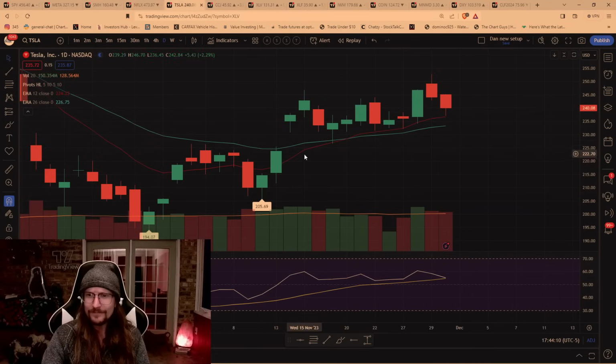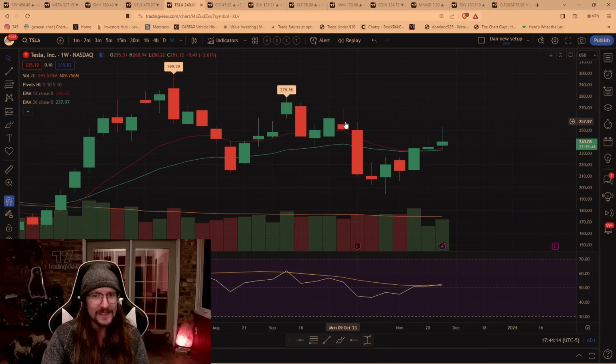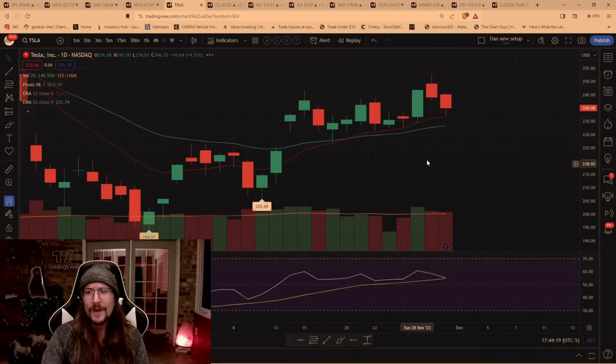Tesla. So consolidating on the daily, again, a weekly lower high is the most likely scenario on Tesla, anything under 269. And so we're back to daily EMA 12, trying to set a daily higher low compared to 231.40, which is the most important support at the moment.